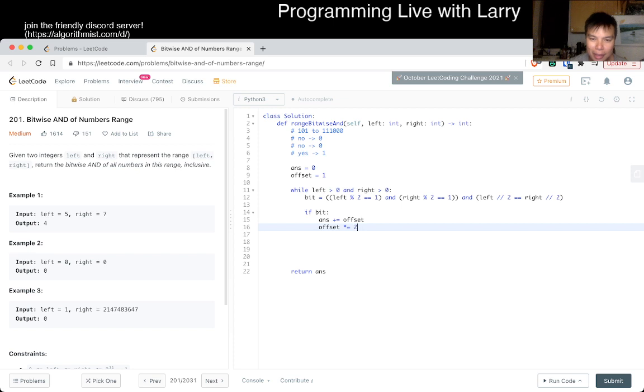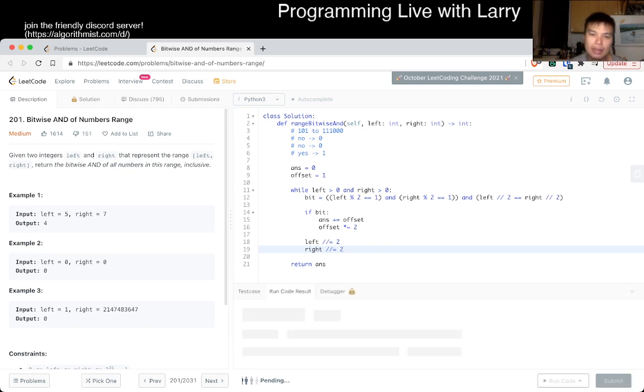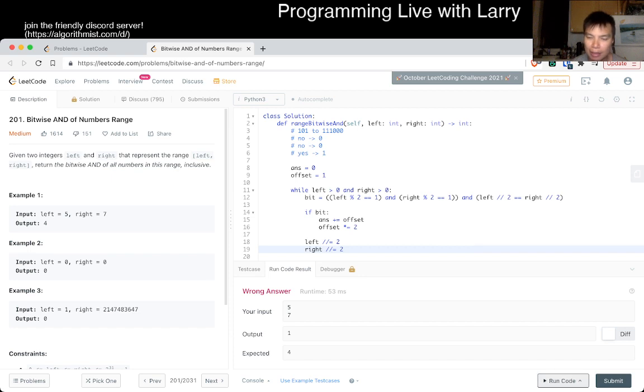Okay, right. And then of course we shift, so we divide by 2 on both sides. And I think this is maybe good enough. It represents a lot of the ideas that we had, but okay, maybe not.